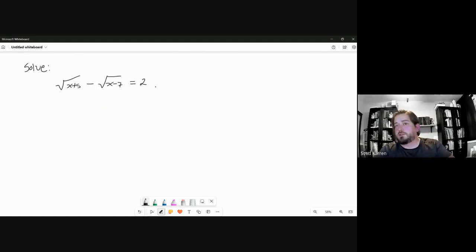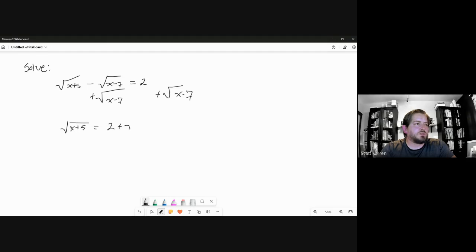All right, I want to solve this for when the square root of one expression, x plus 5, minus the square root of another expression, x minus 7, is equal to 2. And so I can't isolate a square root by itself without having another square root, right? There's no way to isolate these square roots both, right? So what I'm going to do is add the square root of x minus 7 to both sides, and I'll just isolate one of these guys. So x plus 5 is equal to 2 plus the square root of x minus 7.